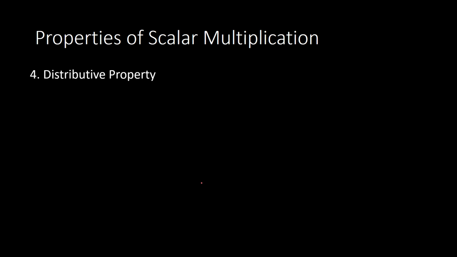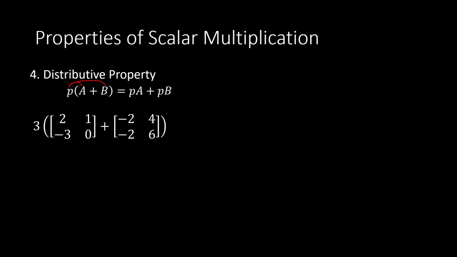Next we have the distributive property, which is the same as what you've learned before in algebra, where if you have a scalar times two matrices added together, I can distribute the scalar, multiply it by the first matrix, and then multiply by the second matrix. So I have p times a plus p times b. So for example, if I have 3 times these two matrices added together, what I can do is I can add them together and then multiply, or I can distribute.